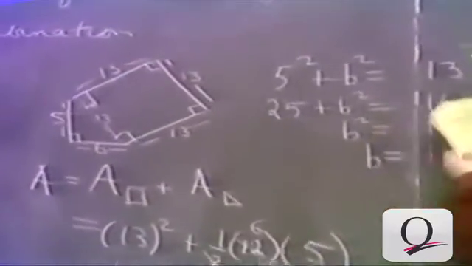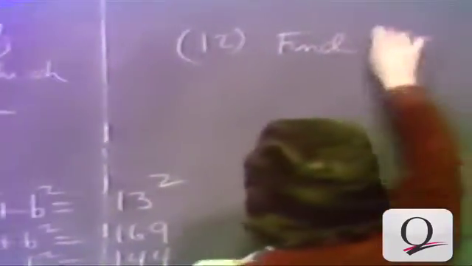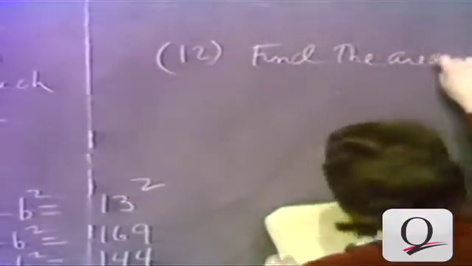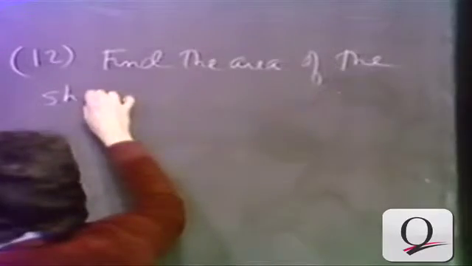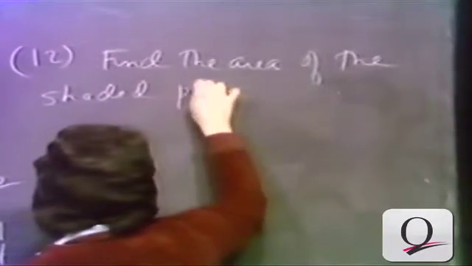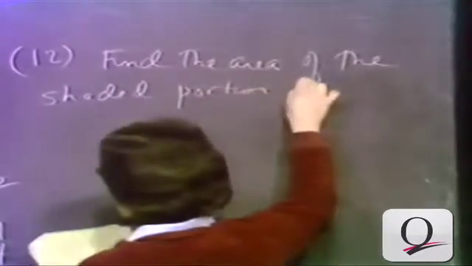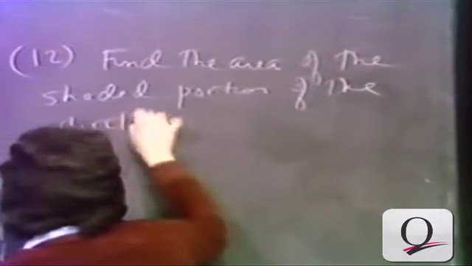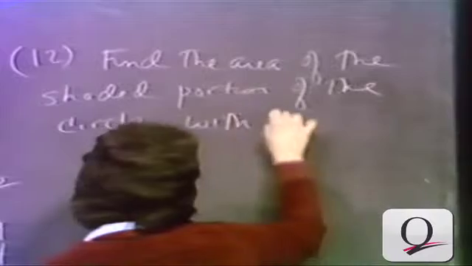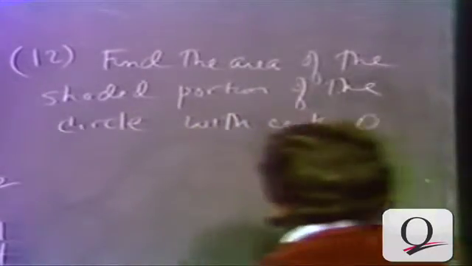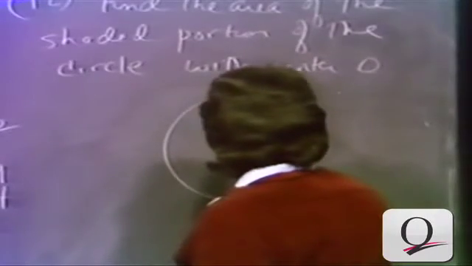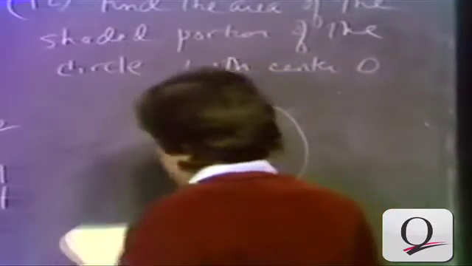In problem 12, we want to find the area of the shaded portion of the circle with center O. And here we have the circle. Here is the center O.